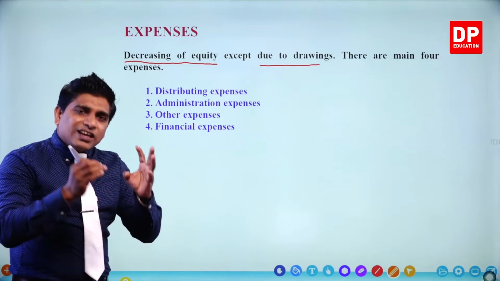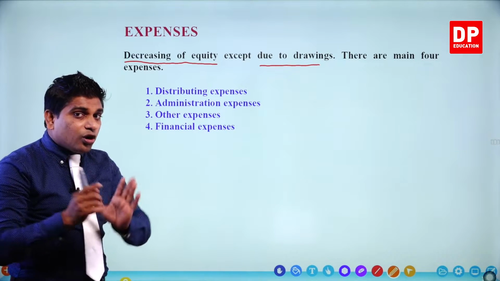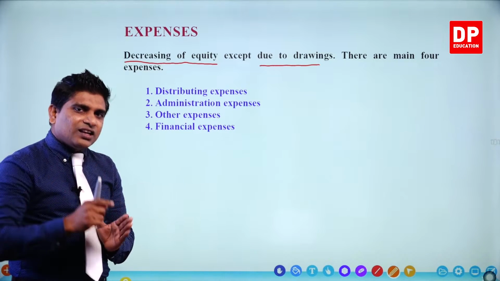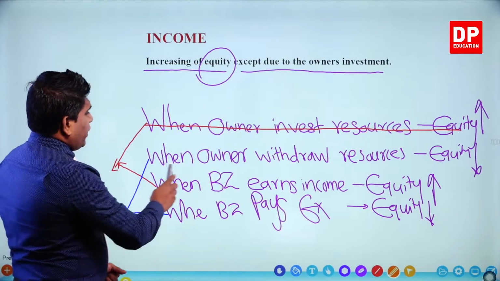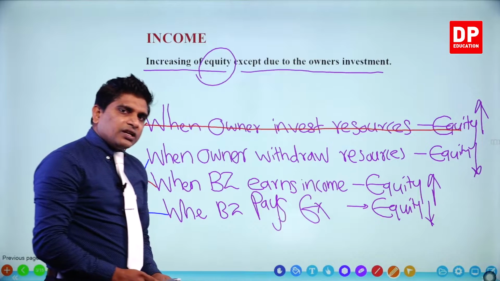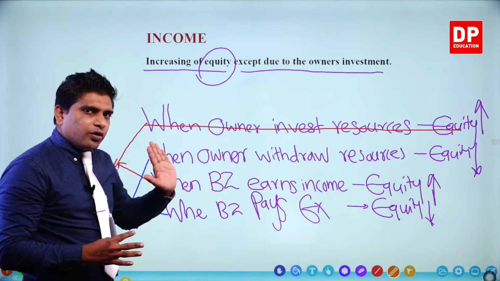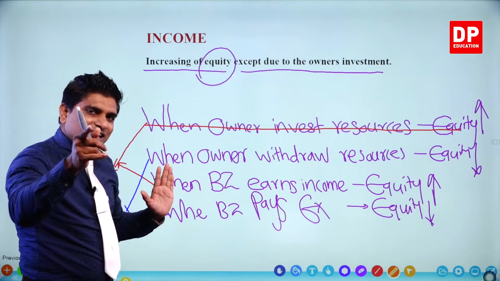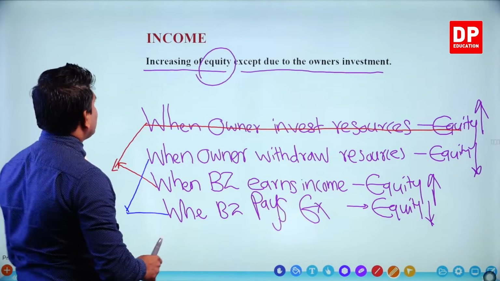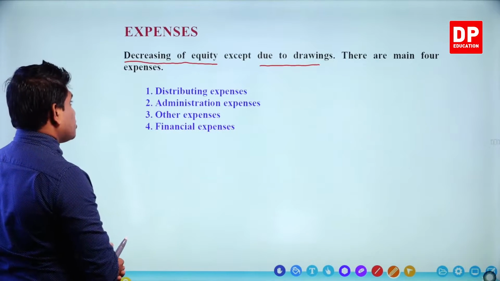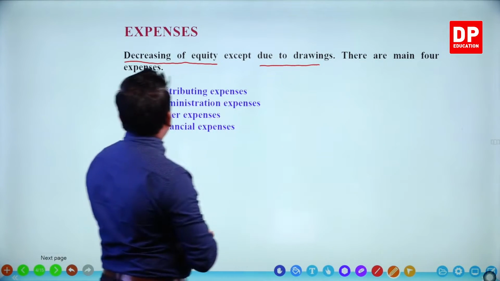It says your equity decreases, but no impact drawings. No drawing impact, then definitely it should be what? Expense. See here, when owner withdraw resources, equity decreases. But when we give the definition, we say no, not the drawings. Then what is that? It is the paying expense. Right? Now, I think understood. Decrease in of equity except due to drawings. There are meant for expenses.